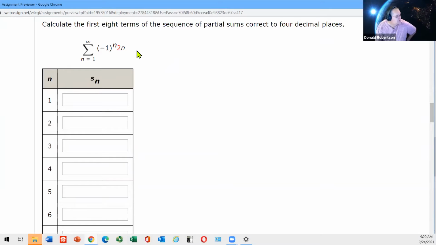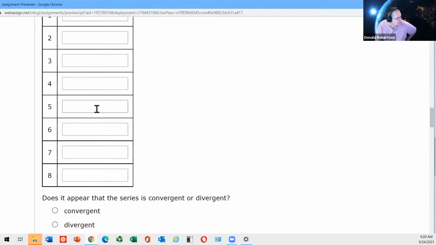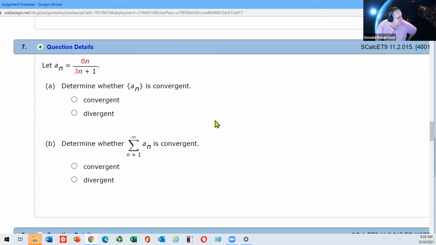This one, I'm pretty sure that one's going to diverge, but I'll let you figure it out. And now I'm going to return back to our notes.